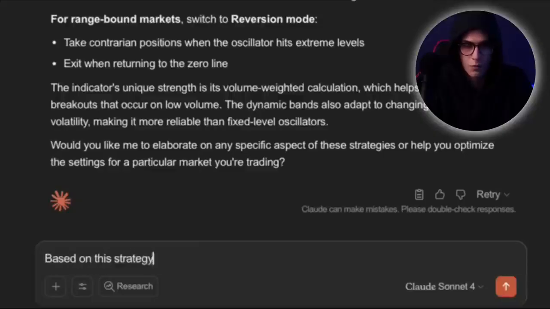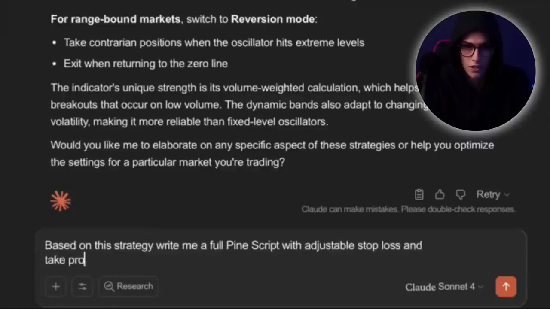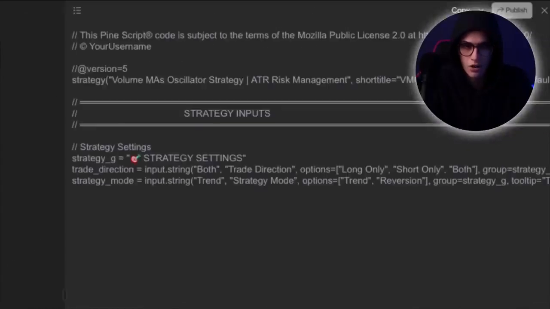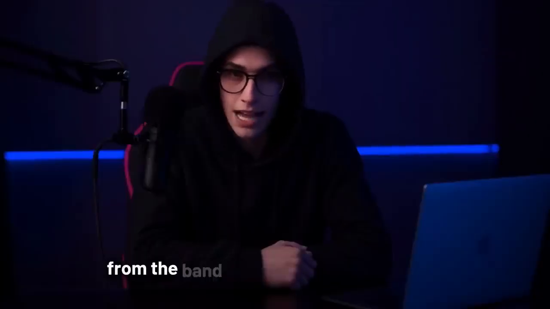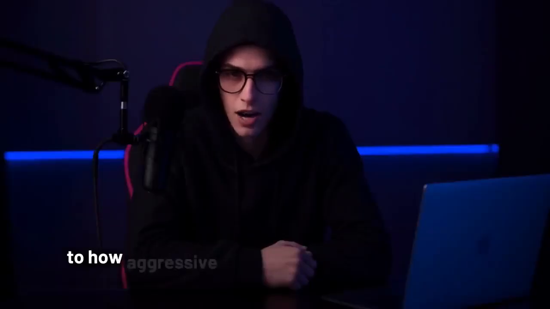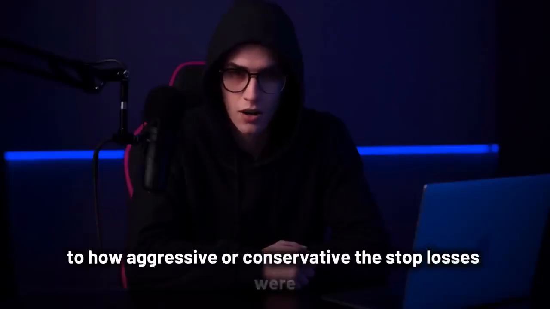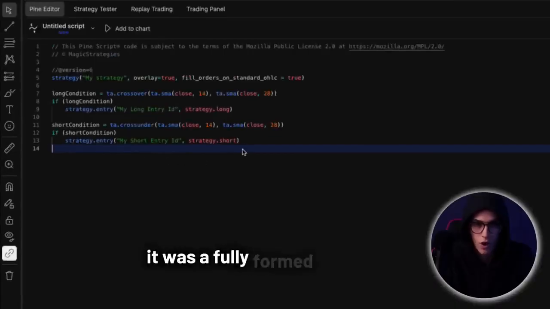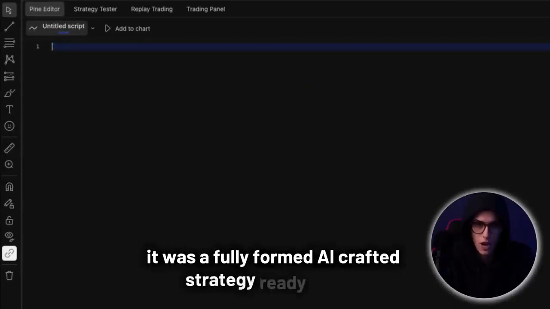So I gave Claude one more prompt. Take that strategy and write me a full Pine script version of it, with ATR stops and targets, customizable risk-reward, and filters I can turn on or off. And just like that, it gave me clean, modular code I could drop straight into TradingView. Everything was adjustable, from the band settings to the signal logic to how aggressive or conservative the stop losses were. It wasn't just a copy of the original indicator anymore. It was a fully formed, AI-crafted strategy, ready to test.